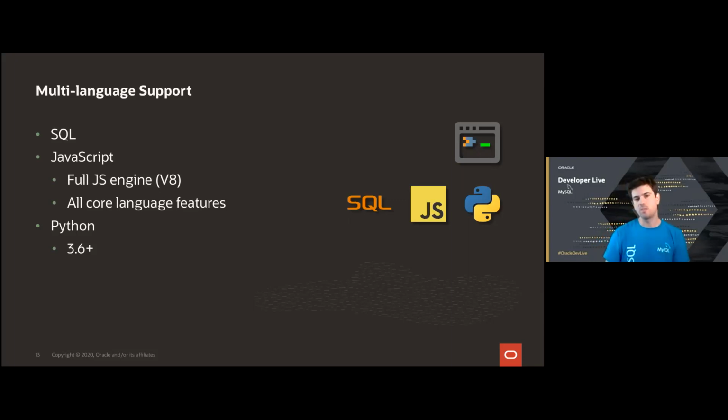So for JavaScript, the Shell embeds the full JS engine. We use V8 for that. So you have access to all the core language features in Shell. You can prototype, you can run code interactively within the Shell, as long as you stay with the core language features of JavaScript. Same for Python, we use Python 3.6.